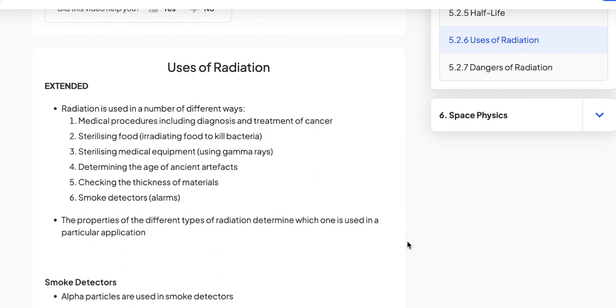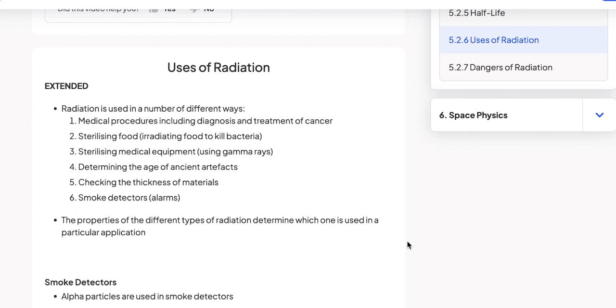Number 2 is sterilizing food, irradiating food to kill bacteria. You can irradiate your apples and all of these fruits that you export, to kill the bacteria that will spoil them, so they can stay for a longer period of time. Another benefit of radiation is sterilizing medical equipment.